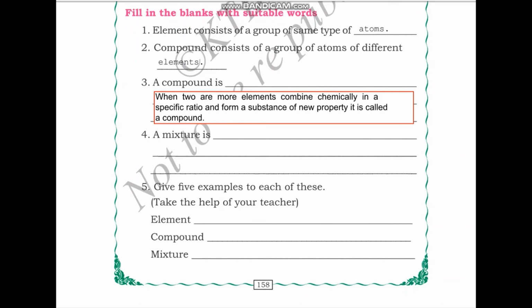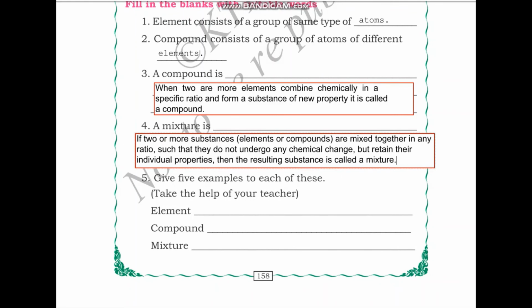The next question is, a mixture is dash. You can find the definition in the mixture part of the lesson, and I have copied the definition for you. If two or more substances, which can be elements or compounds, are mixed together in any ratio such that they do not undergo any chemical change but retain their individual properties, then the resulting substance is called a mixture.